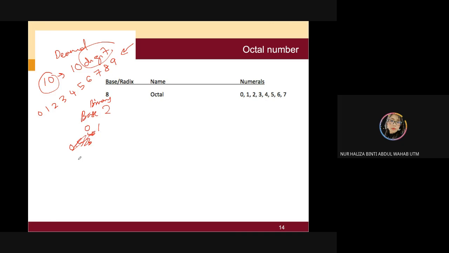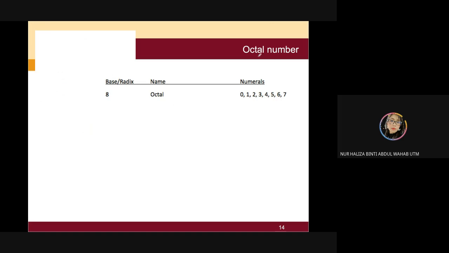Let's say you have this number, 31010 base 2. You cannot have this number because there is a 3 over here. In binary you can only have representations like 10111, whatever number is between 0 and 1 only.